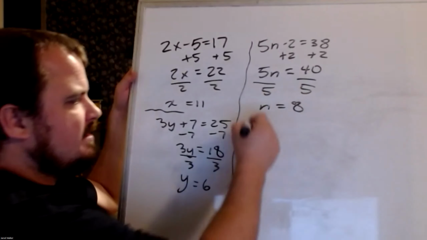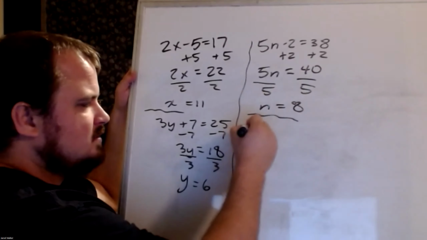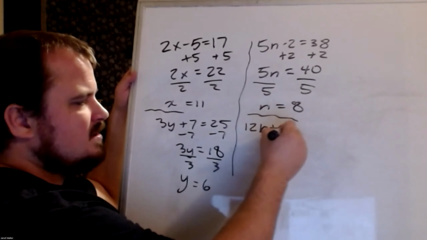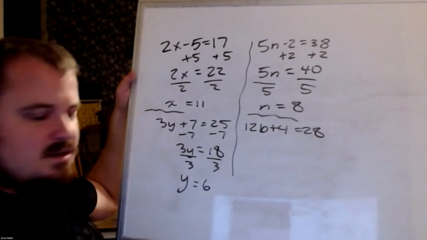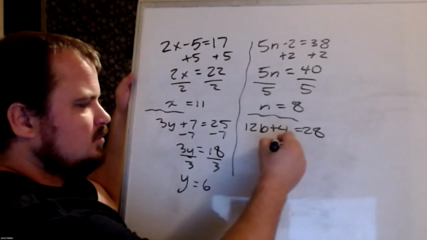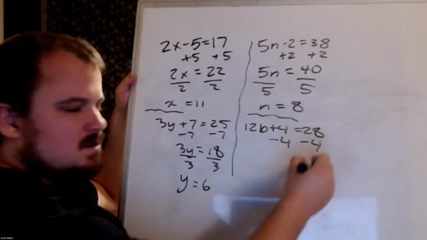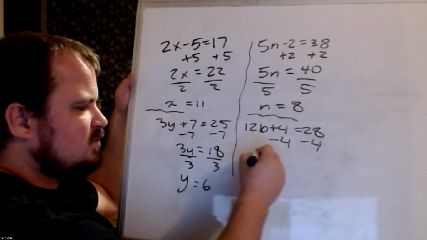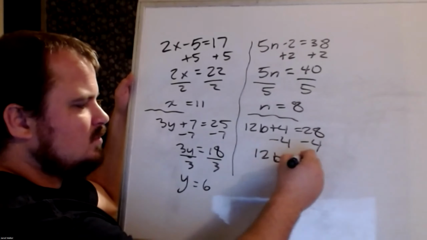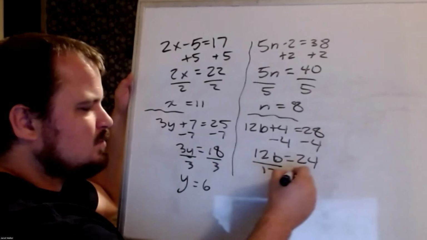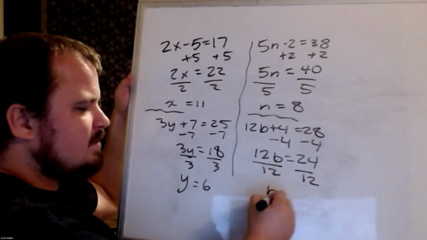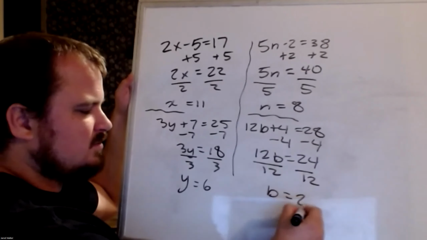All right, and then last one, 12b plus 4 equals 28. And so we're going to subtract 4. And we'll have 12b equals 24. And then we will divide by 12. And we get b equals 24 divided by 12, which is 2.